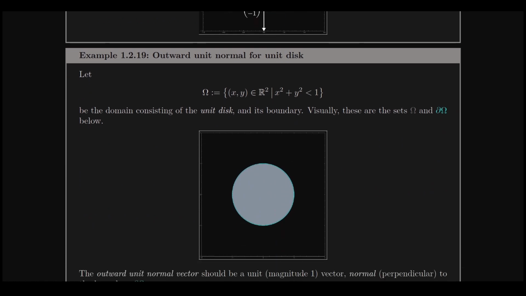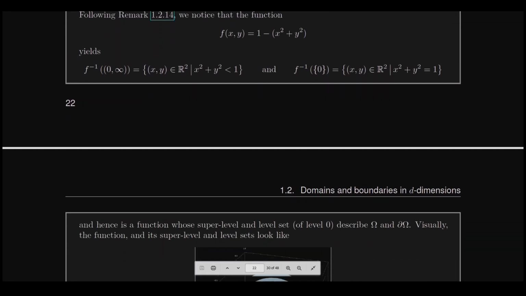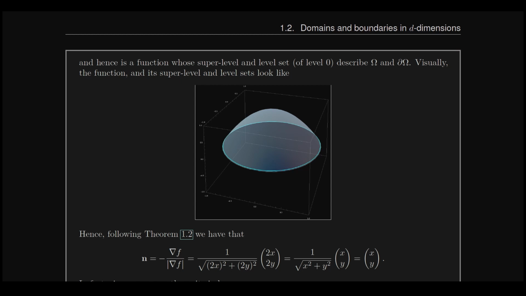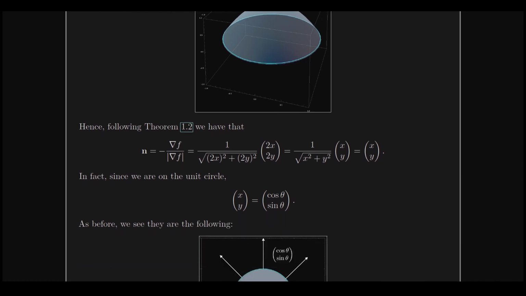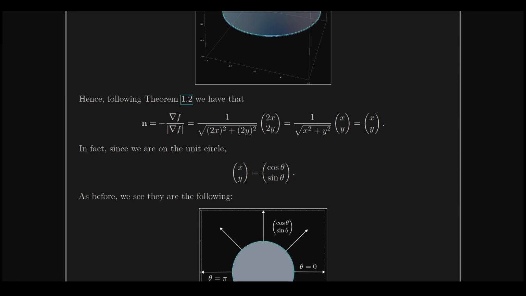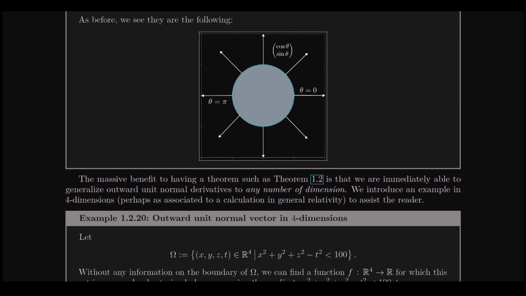We can do the same thing for the disk, and in fact, we've seen this as the paraboloid. Let me rearrange this really quick. We can rearrange this to 1 minus x squared minus y squared is greater than 0. And when I do that, I define that as my function, 1 minus x squared minus y squared. And there is my super level set, the inside of the circle, as well as its boundary around the outside. I can go ahead and compute this outward unit normal, and guess what I get? I get x over y, which, if we parameterize the outside of the circle, is cosine theta over sine theta. So I do get exactly what I was looking for in previous cases.